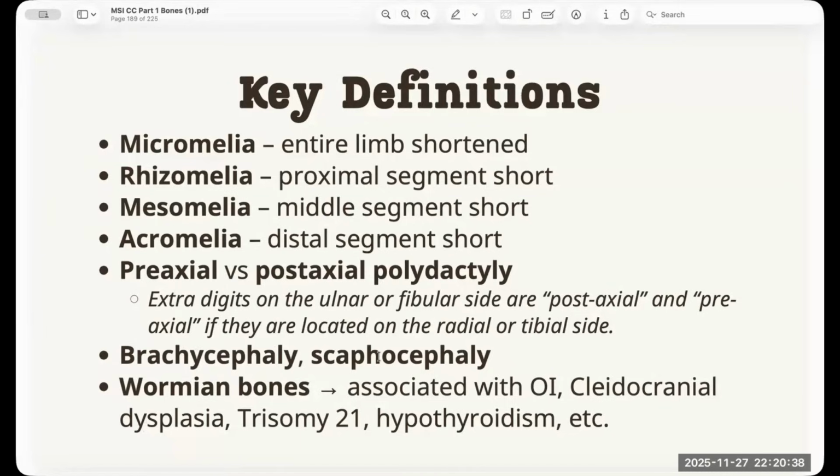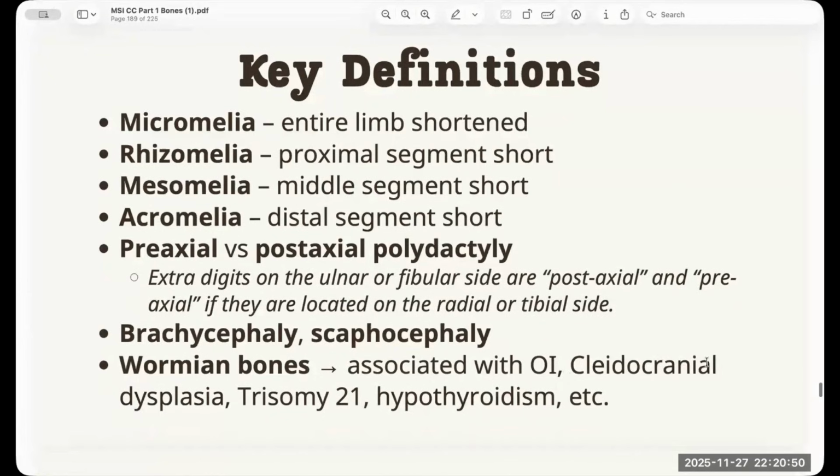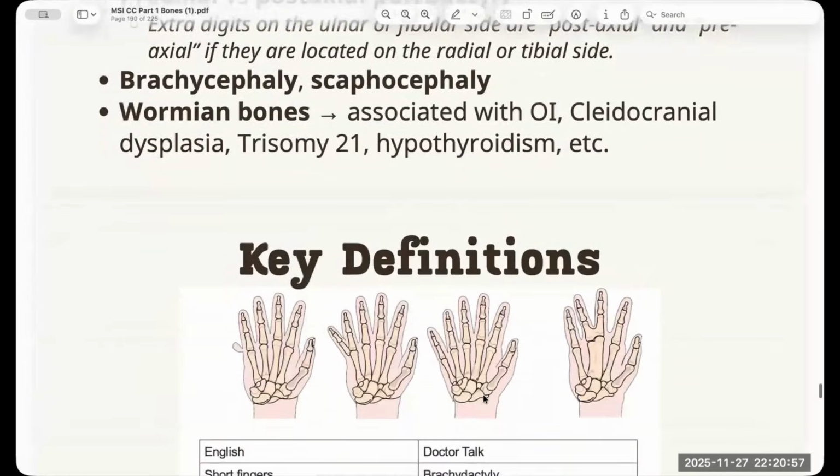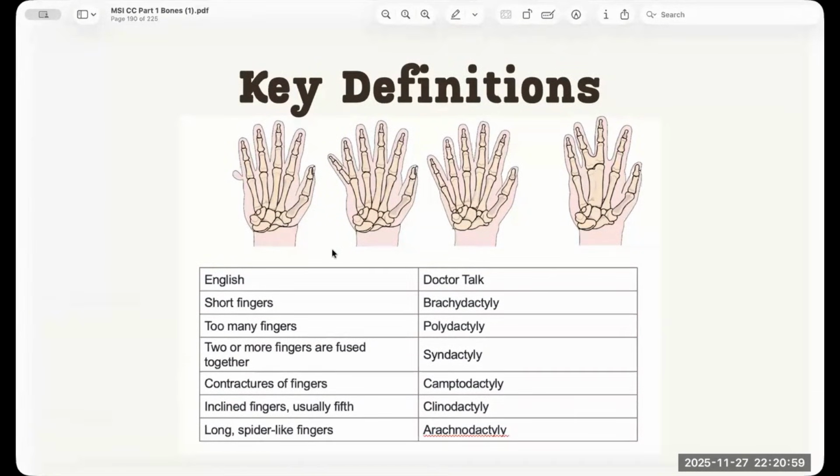Okay. Now the brachycephaly and dolichocephaly are other definitions that you need to know. Wormian bones are associated with osteogenesis imperfecta, cranial dysplasia, trisomy 21, and hypothyroidism. Okay. Here are other key definitions also.